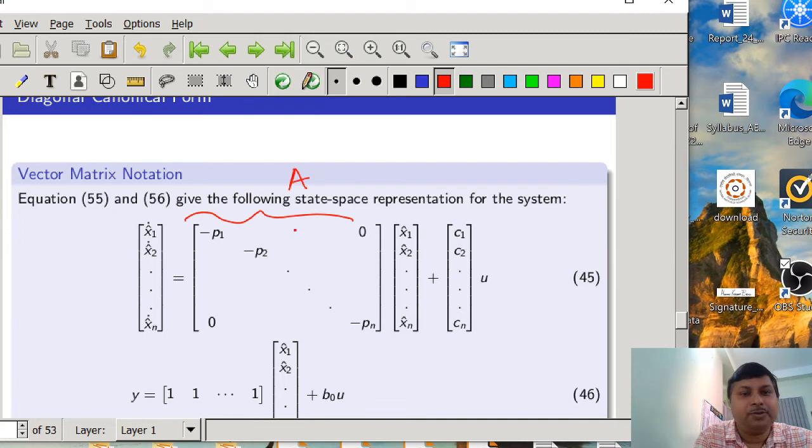All the eigenvalues of A, or the poles of the transfer function, are occupying the diagonal places of the A matrix, and in the B matrix, instead of 1, 1, 1 you are now getting c1, c2, cn, but the C matrix has all elements 1. But still this is a diagonal canonical form, because the form of the A matrix is very important, where we can see that all the eigenvalues of the A matrix, or the poles of the transfer function, are located as diagonal elements of the A matrix.